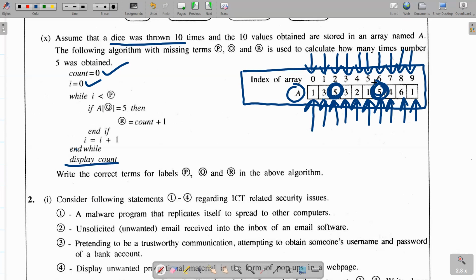So what they are doing here is checking the elements of the array one after the other. First they check the 0 index, then the first index, then the second index, right? Likewise, they are going to check each and every item of the array, right?